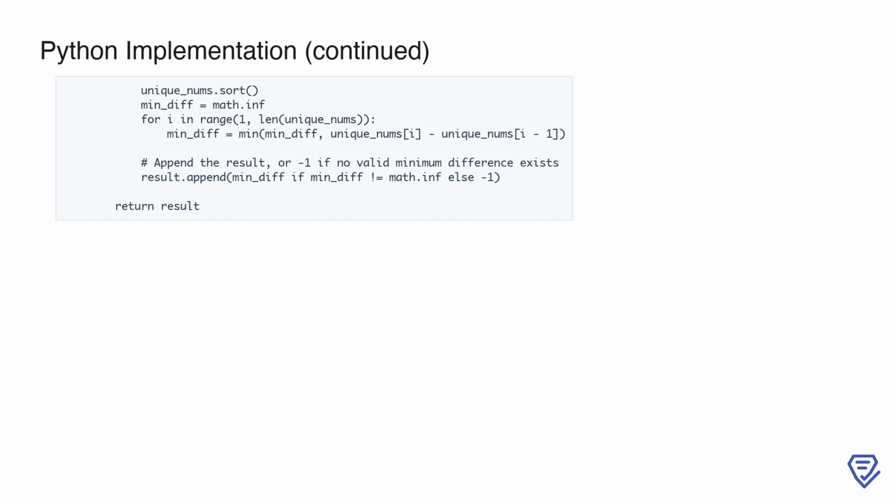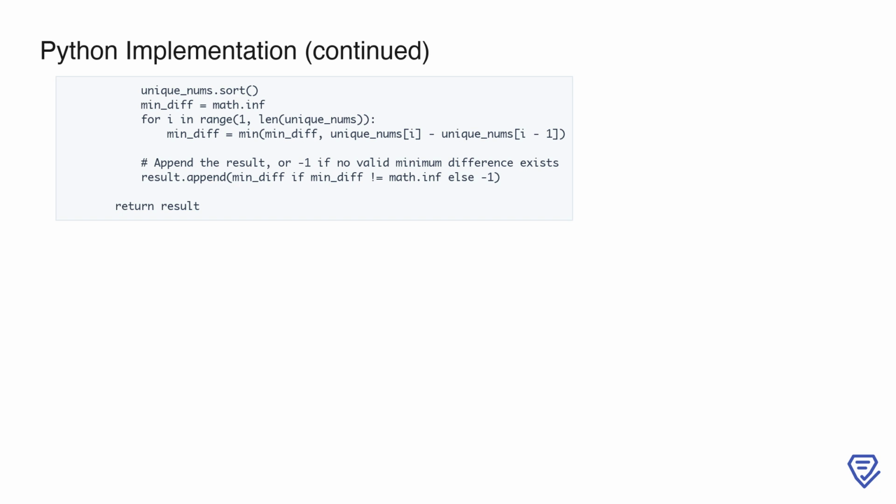These distinct numbers are stored in a list called unique_nums, which is sorted to ensure the numbers are in ascending order. Sorting makes it easier to compute the minimum absolute difference between consecutive elements. We initialize a variable min_diff to positive infinity, which will help us track the smallest difference as we iterate through pairs of adjacent numbers in the sorted list. For each pair, the absolute difference is calculated, and min_diff is updated if a smaller difference is found.